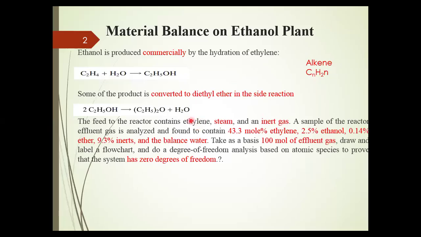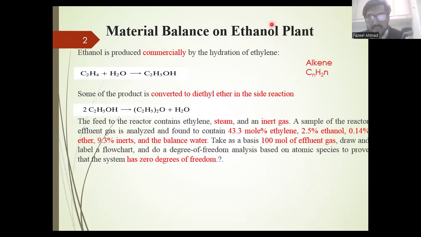Assalamu alaikum. In this lecture, we will study how to apply material balance on a chemical process plant. The process plant here is an ethanol plant. First of all, we will start from the given information, see how to apply the degree of freedom analysis, and check how this system has 0 degrees of freedom.